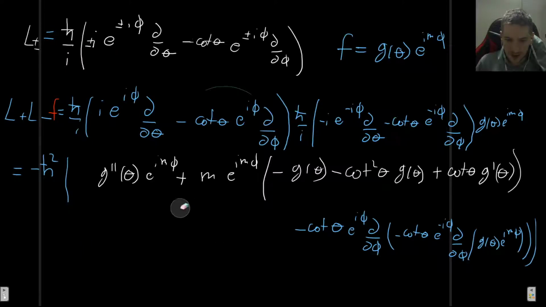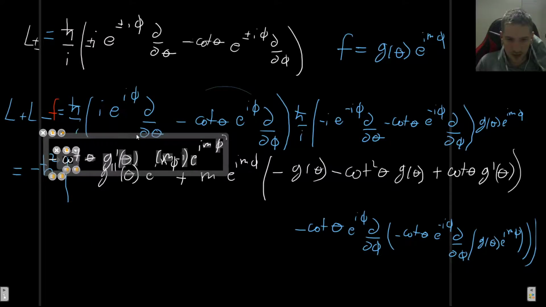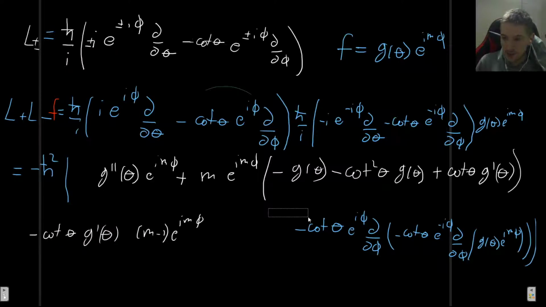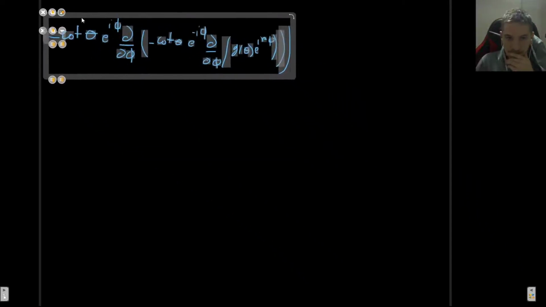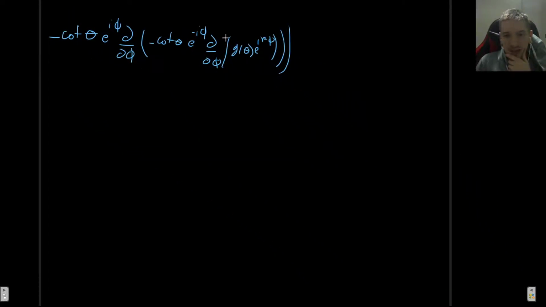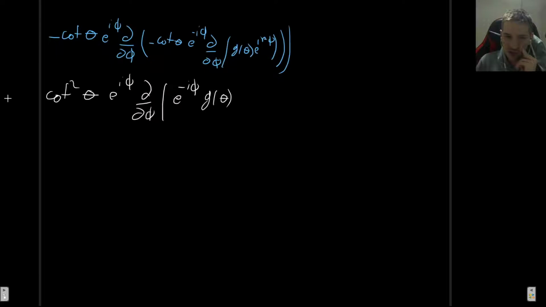So there's just one final term that we need to simplify, and it is this one. Okay, so all of these derivatives are with respect to φ, so let's take the cotangent outside and the minus signs cancel out, so we get cotangent squared of theta e^{iφ} partial derivative with respect to φ of, well, i m times this g function, which is going to be unaffected.